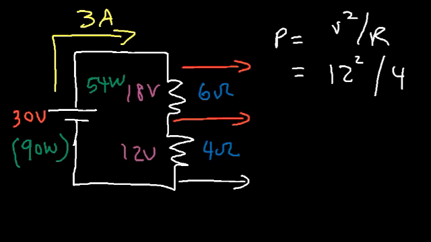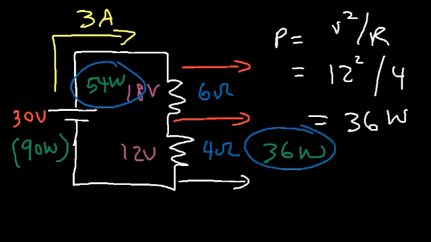So we can do 12 times 12 divided by 4, or we can do 12 divided by 4, which is 3, times the other 12, which is 36. 12 squared is 144, and 144 divided by 4 is 36. Either case, the 4 ohm resistor absorbs 36 watts of power. Notice that the total power absorbed by the two resistors adds up to the power delivered by the battery, which is 90. 54 plus 36 adds up to 90.